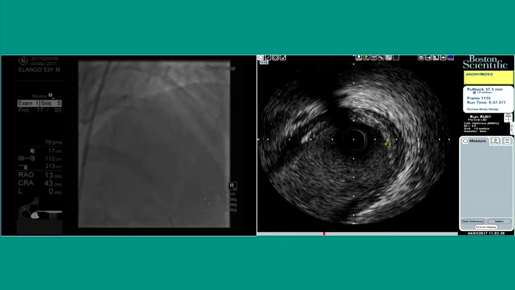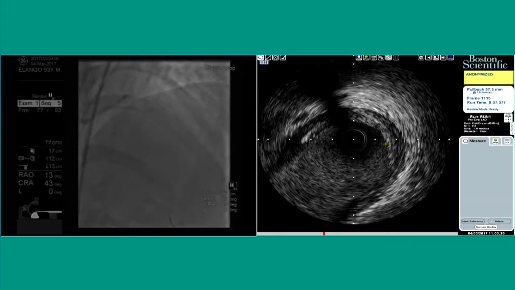Yeah, absolutely. Do you have any comments? Rotawire. Okay. Now, see, you can use a rota. How many of them would like to avoid using a rota? So Mathew asked, how many would not use a rotational atherectomy in this case?